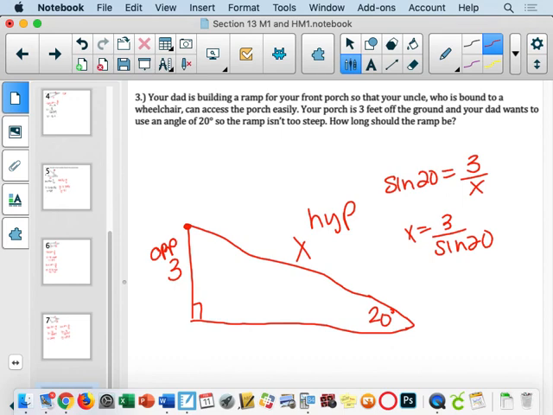So we know that this ramp is going to be 8.77 feet, so it's going to be 8.8 if we round to the nearest tenth. Okay, so that concludes section 13 notes.